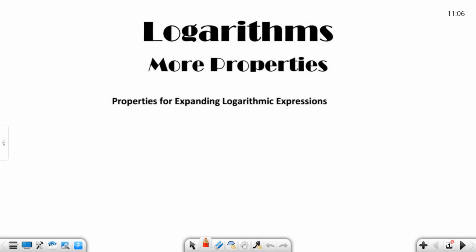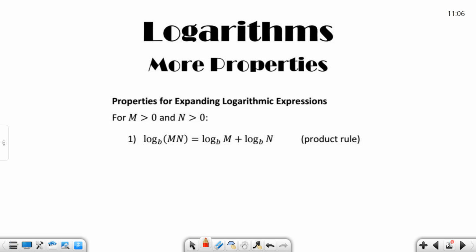Logarithms, more properties. Properties for expanding logarithmic expressions. So if we have capital M and capital N that are both greater than 0, what we're going to do is take the log of them, right? X has to be greater than 0, so these are taking the place of x in our other properties that we talked about. So if we multiply two things inside of a logarithm, then we can add the two logs.